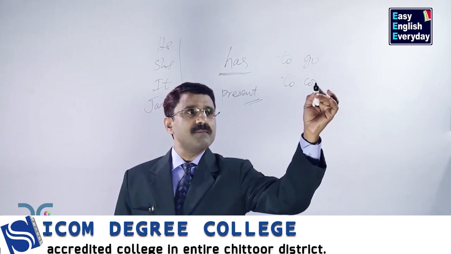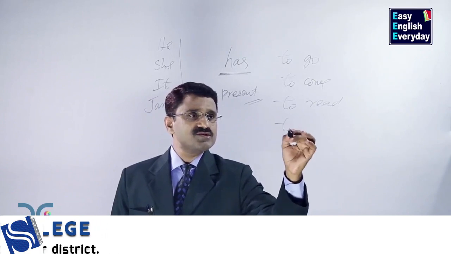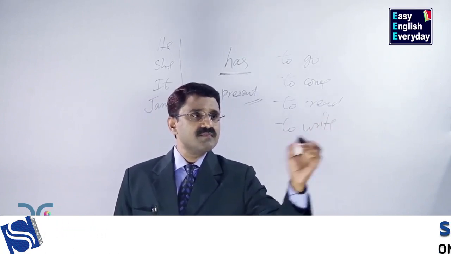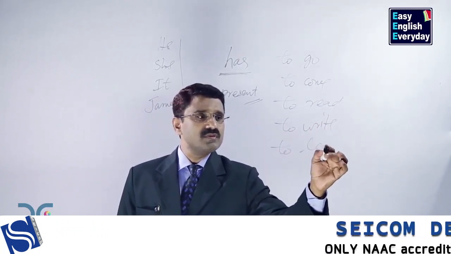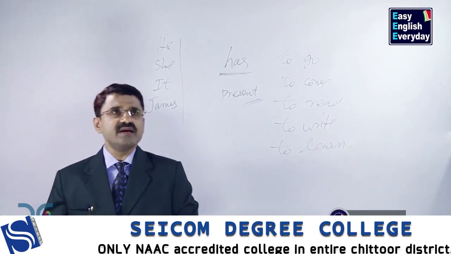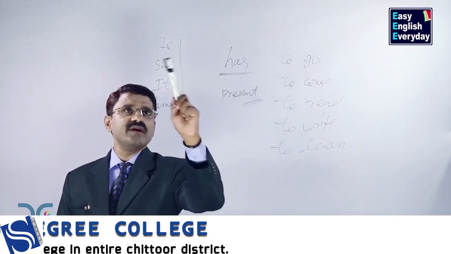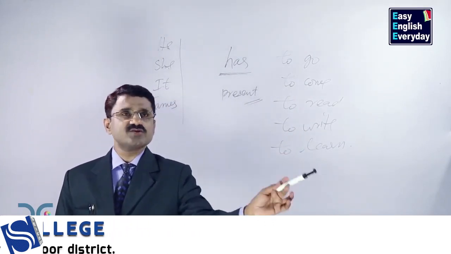He has to come. He has to read. He has to write. He has to learn. What do these examples indicate? He has to go, he has to come, he has to read, he has to write, he has to learn.